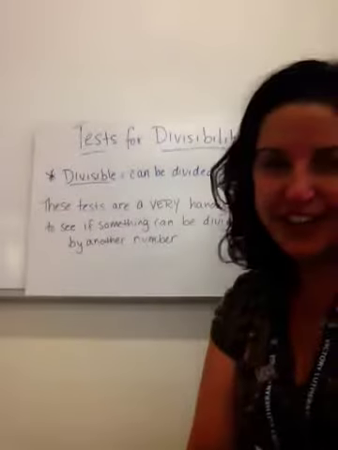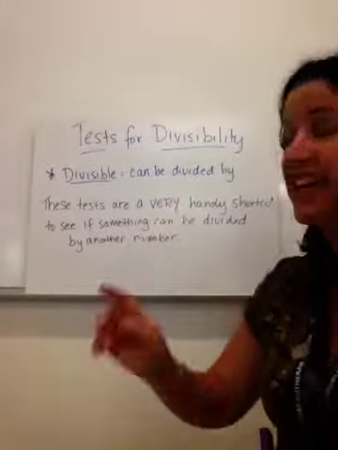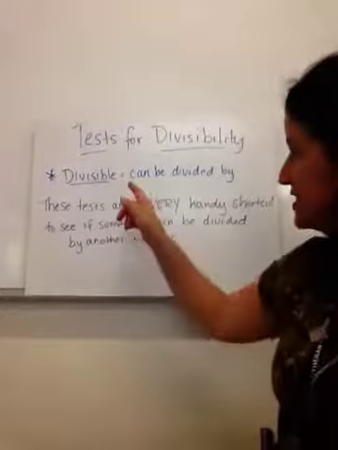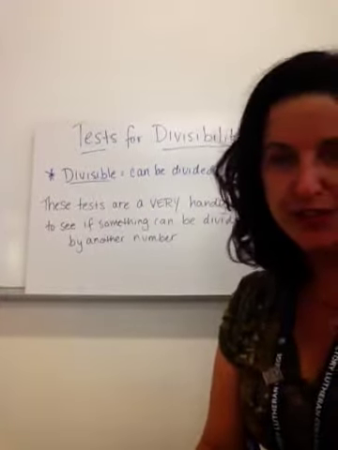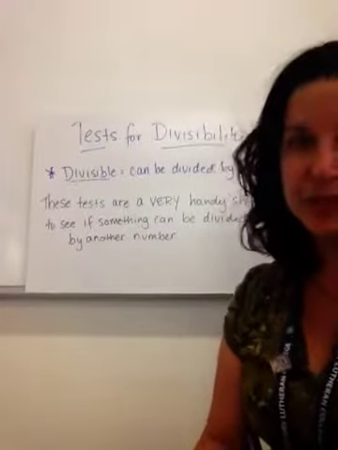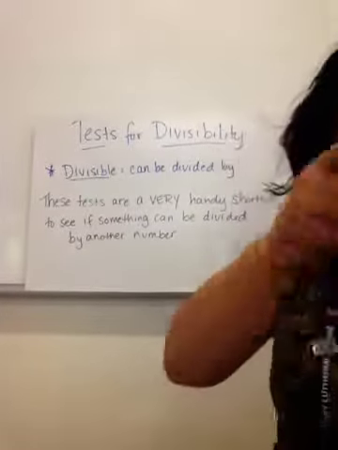Hi, Mrs. Ratcliffe here again, and I'm talking to you now about tests for divisibility. Divisible is just a term that means something can be divided by something else. So, for example, 10 is divisible by 5. So, it's just a terminology.